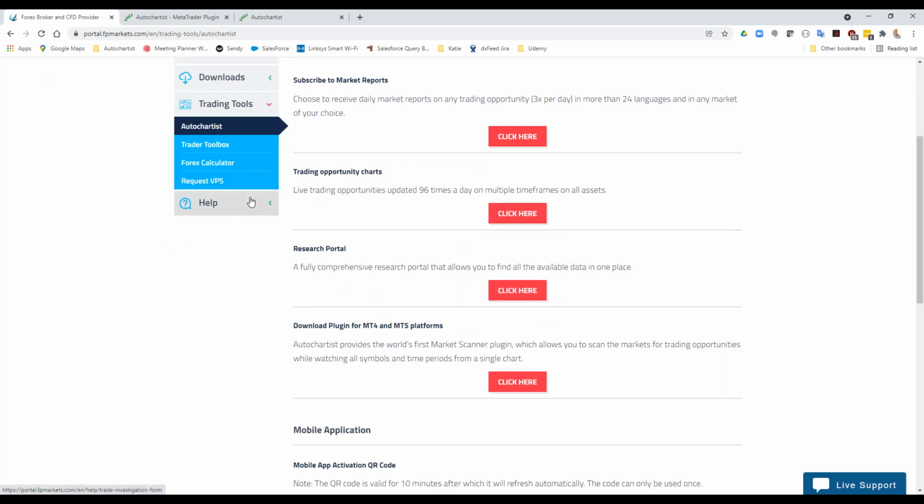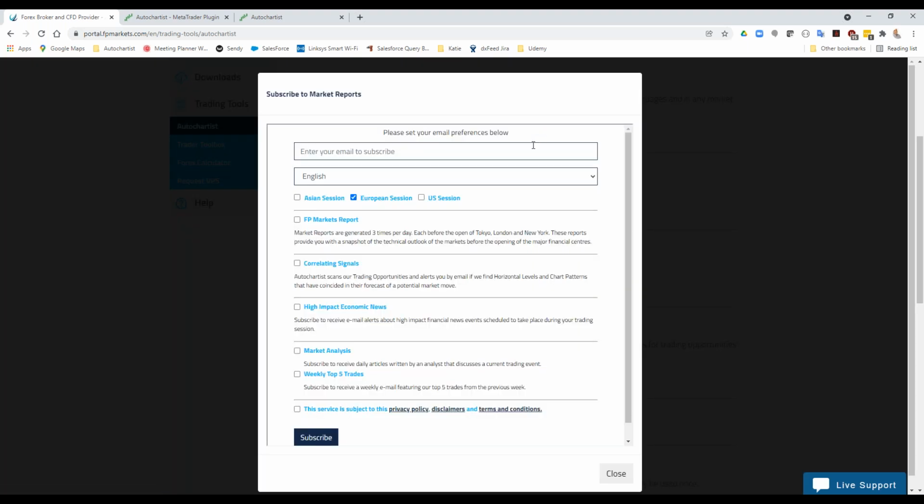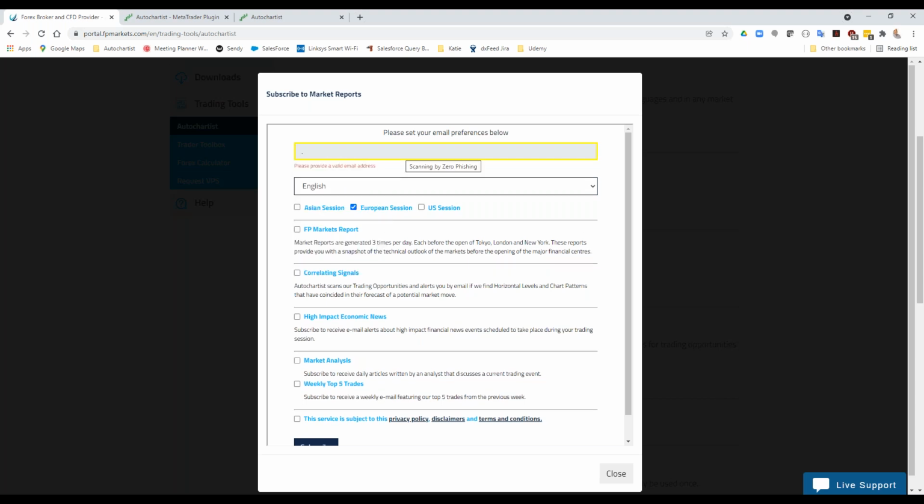And then there is a market report. The market report is a daily newsletter from Autochartist that highlights our projections for the market for the next 24 to 48 hours, right? You're not looking at 15-minute or 30-minute short-term projections. We provide longer-term projections, and you can very, very safely subscribe to this because you can unsubscribe at any time. There's an unsubscribe button, and no one's going to spam you.